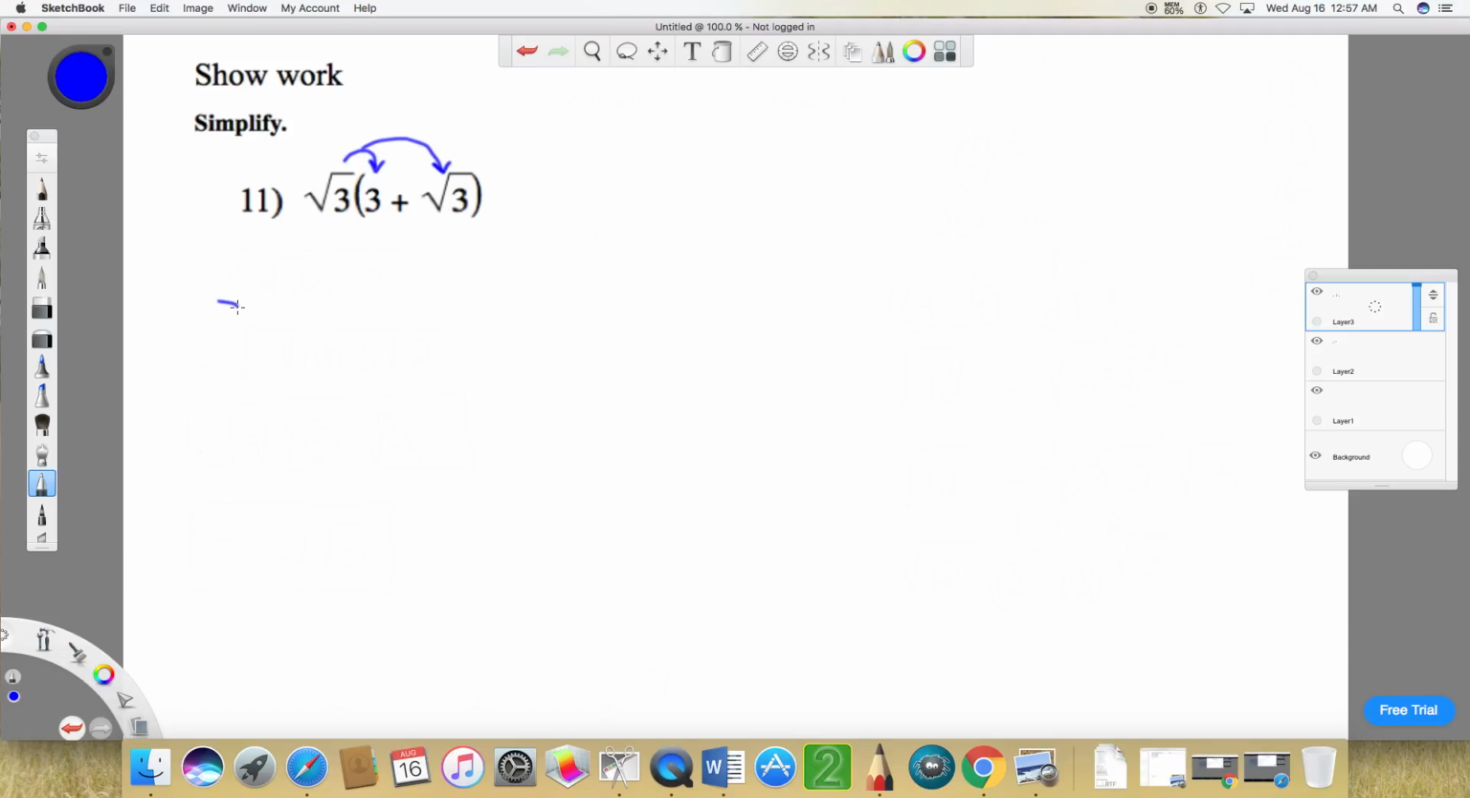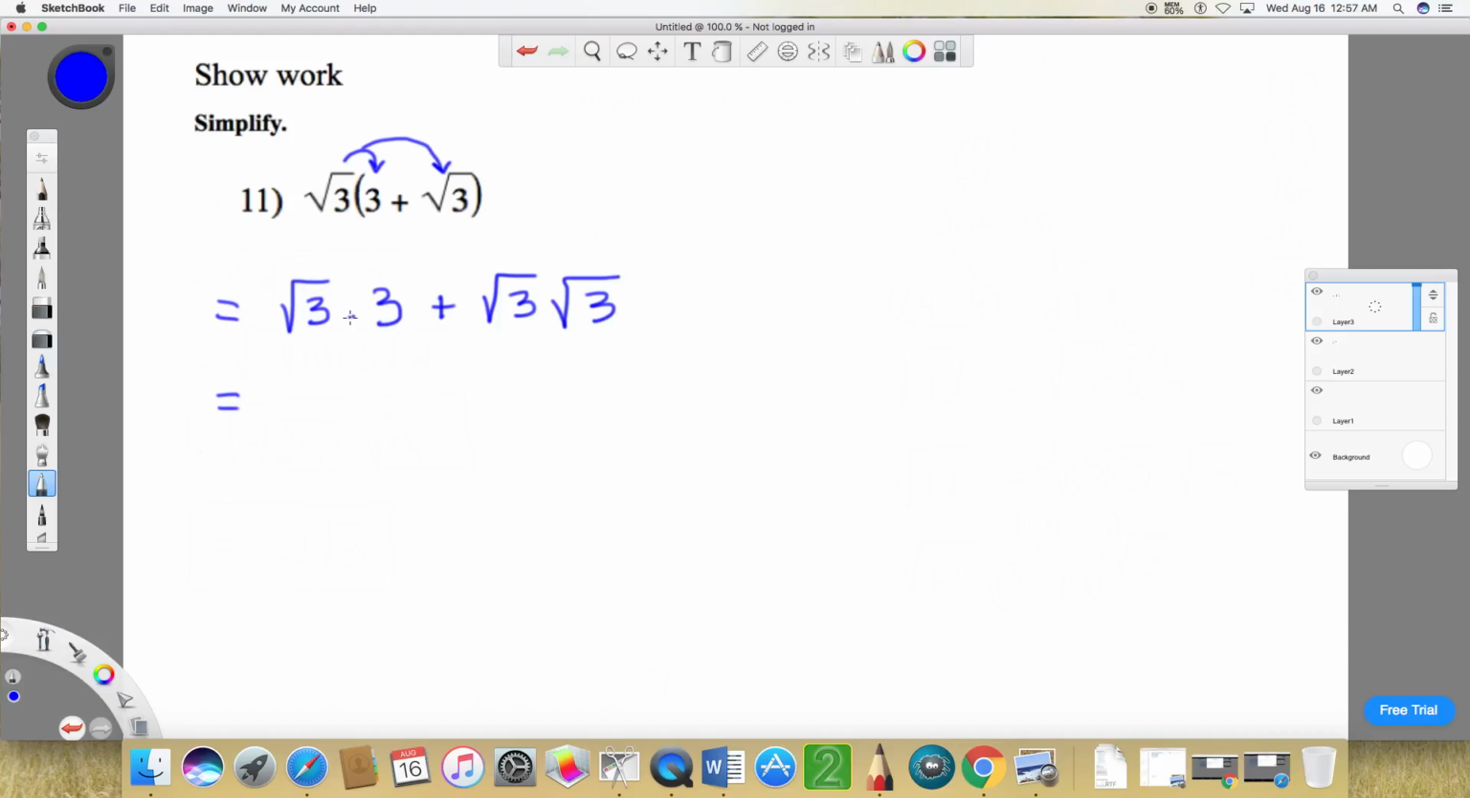So what that is telling you is that everything inside this binomial, everything inside the parentheses gets multiplied by the square root of 3. So you have the square root of 3 times 3, and then it jumps over the addition, and you have the square root of 3 times the square root of 3.